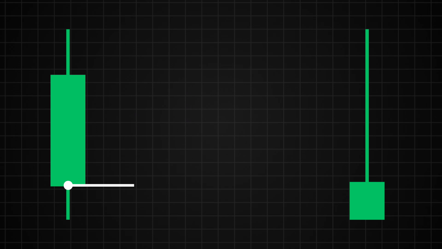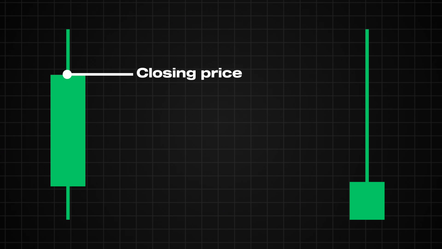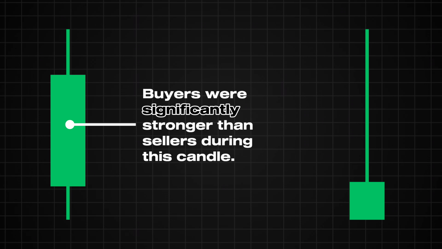The price opened here, and at the beginning sellers tried to lower the price. But they were very weak because buyers quickly intervened and pushed the price higher. Then the buyers were able to cover a large distance without pressure from the sellers, resulting in the price closing very close to the maximum. This shows us that buyers were significantly stronger than the sellers during this candle.